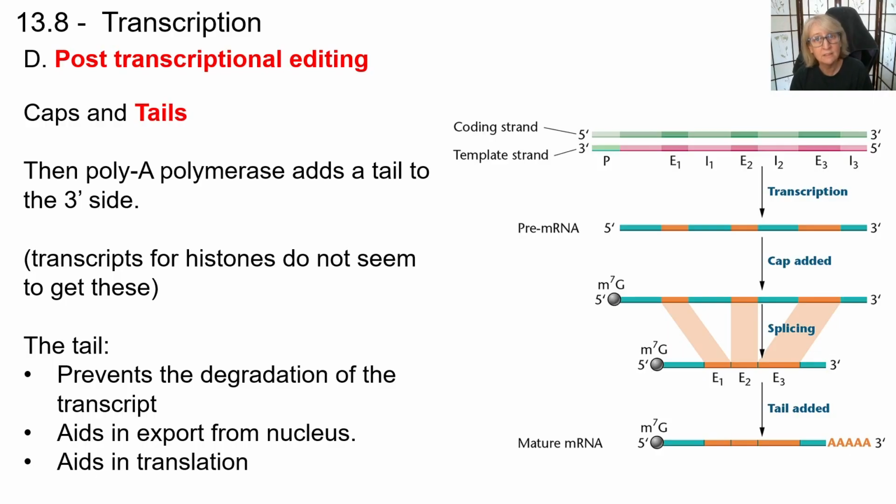Adding those A's, the adenines, then stops the nuclear material from breaking it down, and it also tells the nuclear pore that the end of the mRNA transcript is leaving the pore, so the pore can shut behind it. It also helps with translation. We'll look at that when we get to looking at the ribosome in the next lecture.